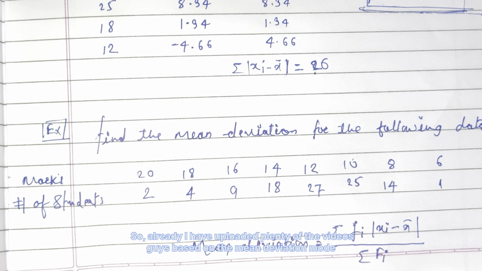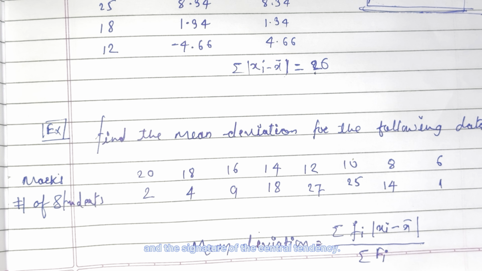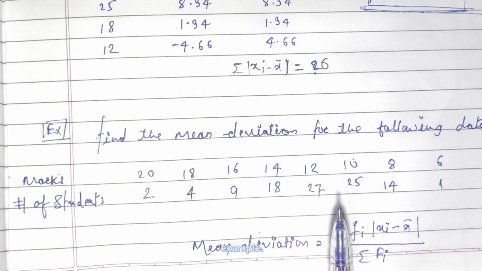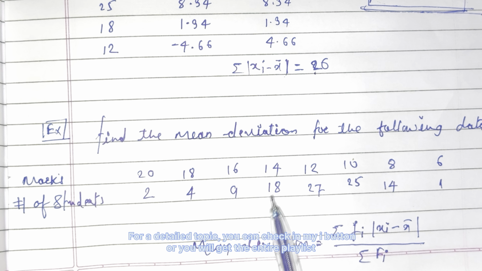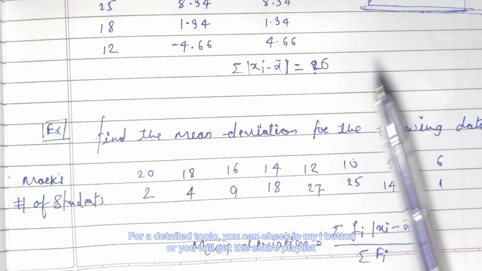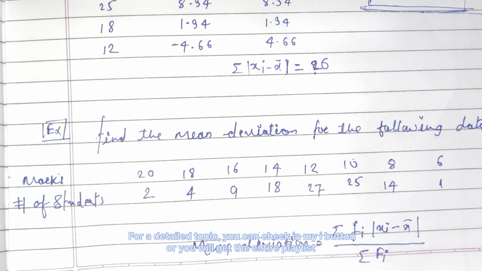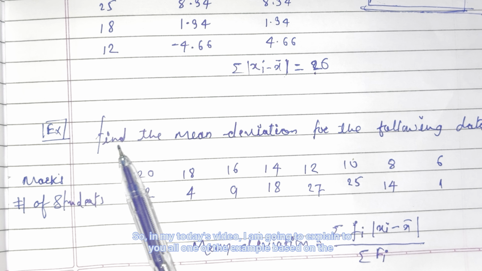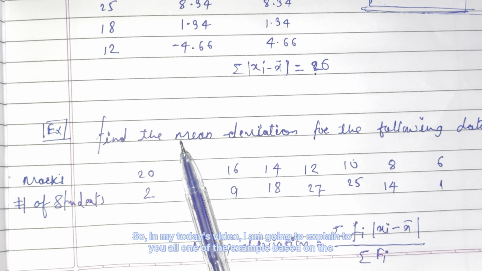So already I have uploaded plenty of videos based on the mean deviation, mode, and some measures of central tendency. In today's lecture, I'm going to explain the mean deviation with an example. For a detailed topic, you can check the I button or you will get the entire playlist in my description box, okay? So in today's video, I'm going to explain one example based on the mean deviation.